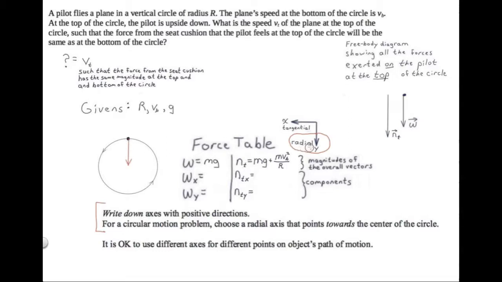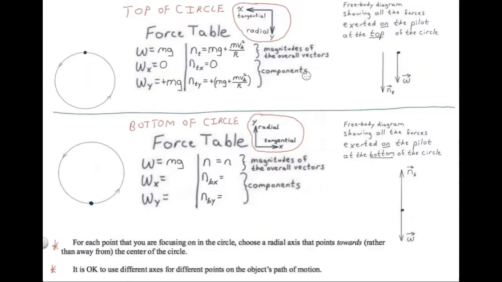In this case, the radial axis will be the y-axis. Let's also choose an x-axis that points to the left, since that's the pilot's direction of motion at the top of the circle. The x-axis will be the tangential axis. Notice that we are using a different set of axes at the top of the circle than the axes that we used at the bottom of the circle. It is okay to use different axes for different points on the object's path of motion.